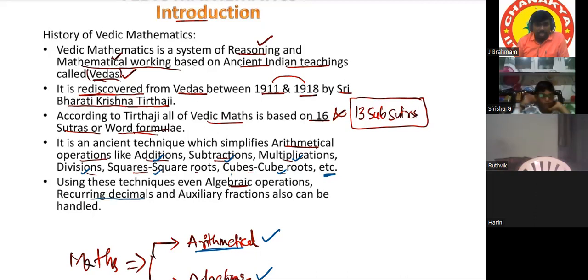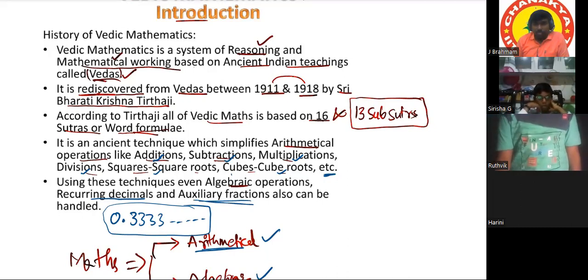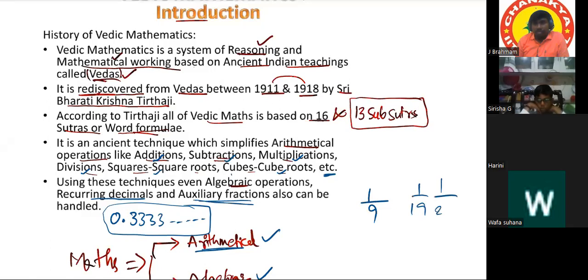Recurring decimals are nothing but unending decimals. Sometimes the fractions will be like 0.3333 and so on. It will never end. Even this type of numbers can be dealt with using Vedic Maths techniques. And not only recurring decimals, we can also use them in the case of auxiliary fractions. What is meant by an auxiliary fraction? A fraction that consists of 9 in the denominator. It may be 9, or 19, or 299, or 99. At least one 9 is there in the denominator, and we can call it an auxiliary fraction. There may be any number of 9s. So all these things can be handled using Vedic techniques.